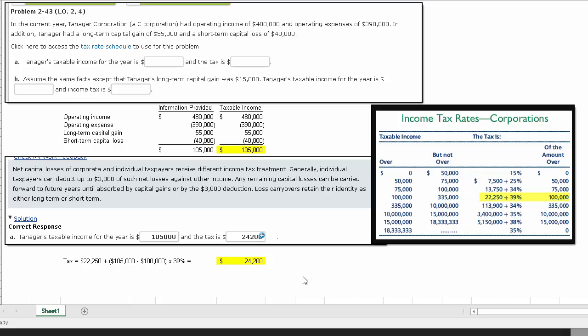Then, to come up with the amount of the tax, you go over to the income tax rate schedule that they gave us, and we know we had $105,000, so we're between $100,000 and $335,000, so it's $22,250 plus 39% of the amount over $100,000. So that's $22,250 plus $5,000 times 39%. Add those two components, it's $24,200. And that's all there is to solve part A of problem 2-43.